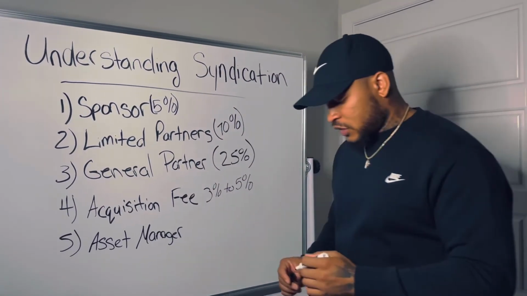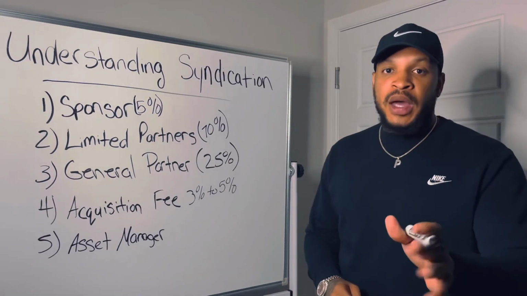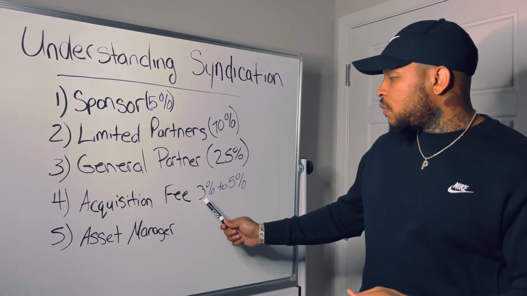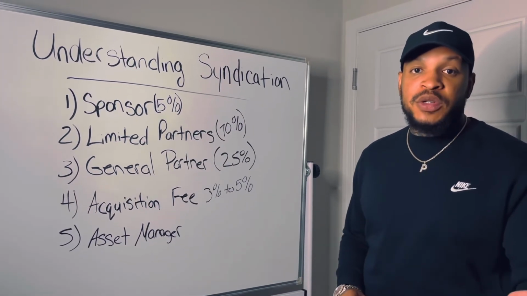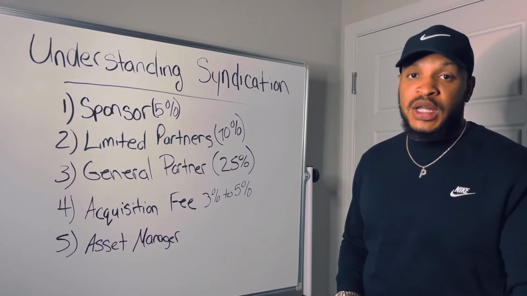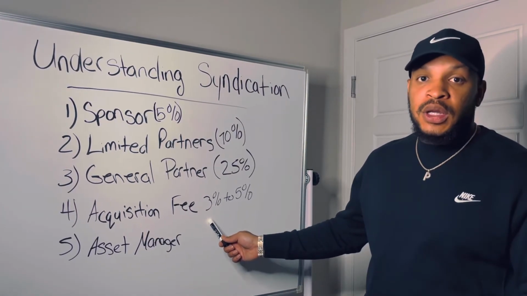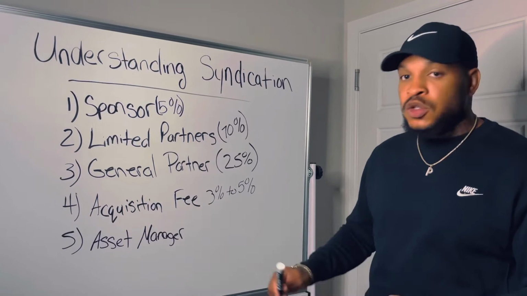of the purchase price. Now, keep in mind, it has to make sense. So let's say the cash on cash is 5%, but your investors are looking for 6% cash on cash, and you're trying to charge a 3% acquisition fee, it might not work. So you might have to go down to 2%.